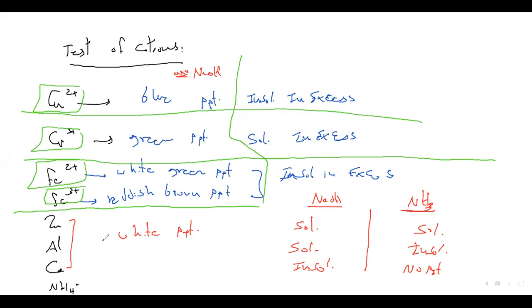And how to compare between them? In case of zinc, aluminium, calcium, we test the reaction with aqueous sodium hydroxide and aqueous ammonia. In case of zinc, soluble, soluble in excess. Aluminium, soluble, insoluble. Calcium, insoluble, and no precipitate.